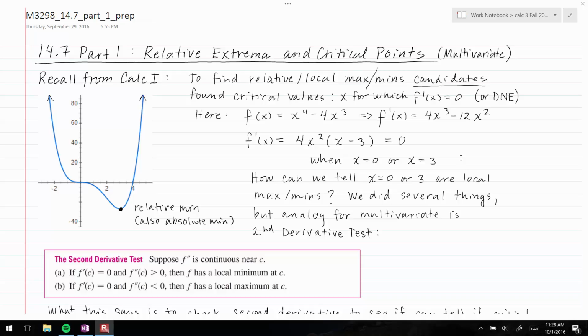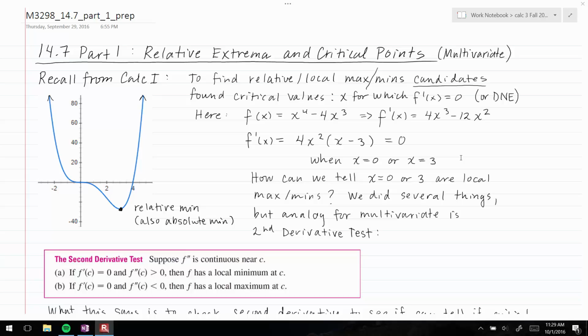We're in section 14.7, which we're breaking into two parts. Part 1 is going to be on homework 4 and exam 2, and part 2 will be on homework 5 and the third exam. So anyway, the part that we're covering in part 1 of 14.7 is relative extrema and critical points.